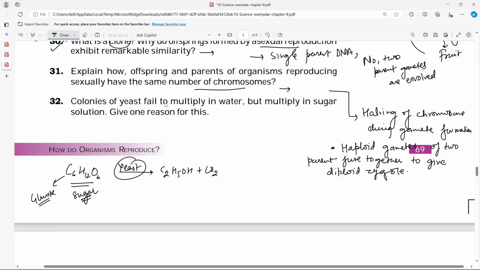Yeast is a unicellular fungus which respires anaerobically, converting glucose in the absence of oxygen into ethanol, C2H5OH. This is the process of yeast, but in water it does not carry out such activities, that's why. Okay, you understood? Yes, sir.